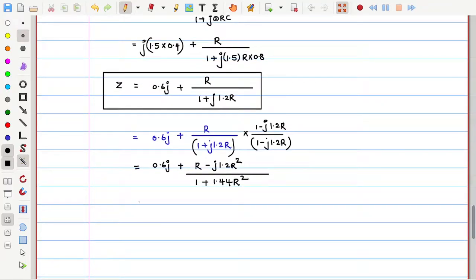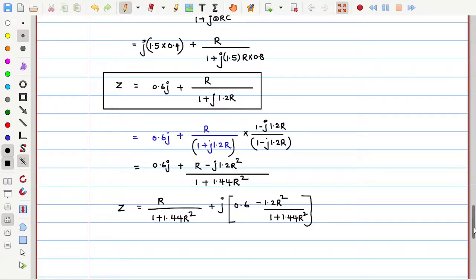Now try to observe, it is possible to separate the real and imaginary parts now. Check how much is the imaginary part. So I will write here R by 1 plus 1.44 R square is the real part. Next, if I take the j to be common, then what is left out here is 0.6, and what is left out in this term is minus 1.2 R square divided by 1 plus 1.44 R square. This is the impedance.